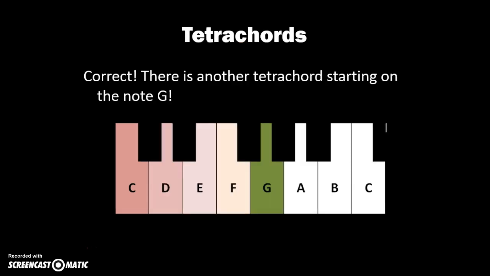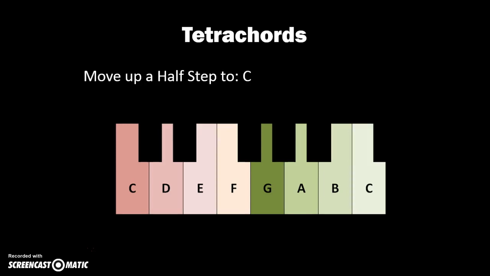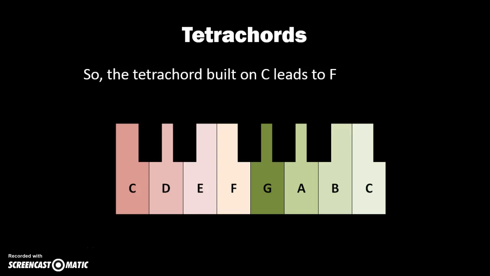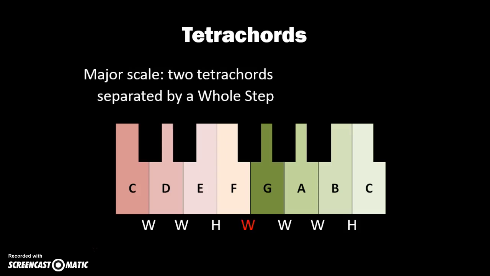If we start on G and move up a whole step, we get to A. A up a whole step is B, and then there's that other naturally occurring half step. That's the key to finding these tetrachords using only the white keys: that last half step from B to C. So we've got a tetrachord built on C that leads up to F, and the tetrachord built on G leads to C. We have whole, whole, half, and then starting after G, another whole, whole, half tetrachord.